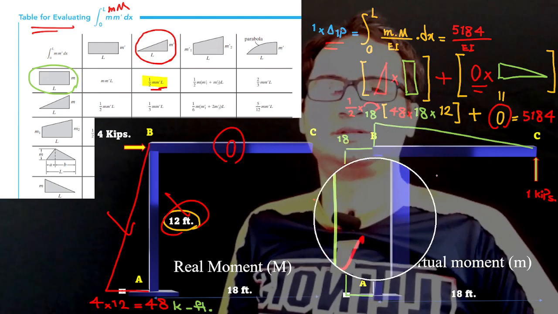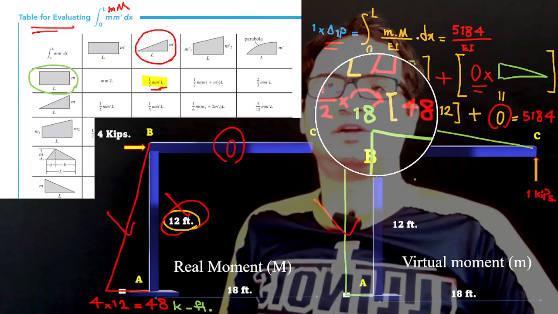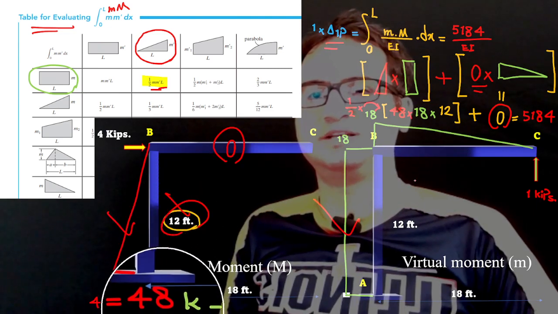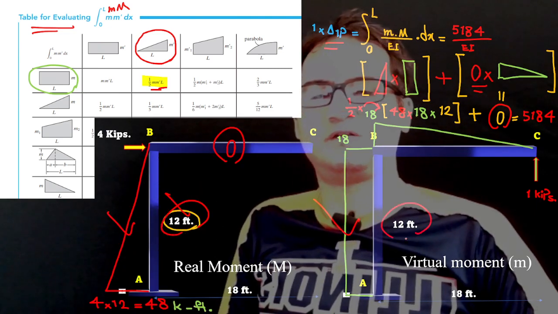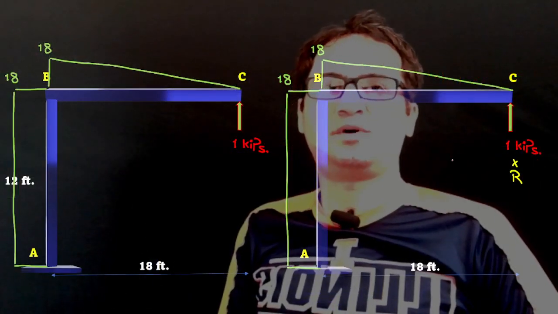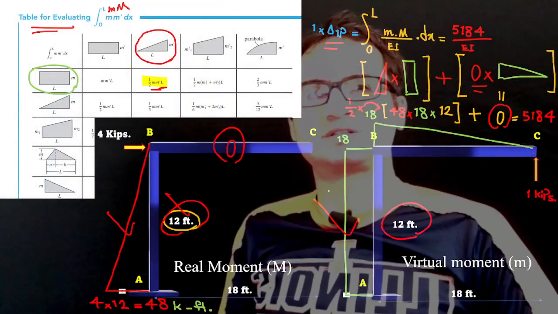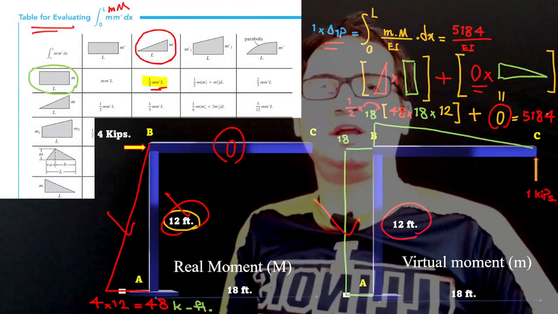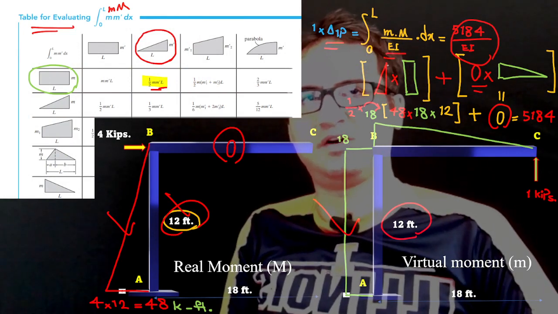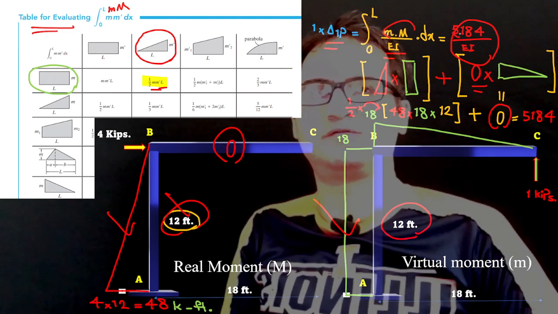The real moment capital M is 48 and small m is 18, so a half of 18 times 48 times the length of the vertical component, 12. As soon as you calculate that, it gives you 5184 over EI. Because we have EI in the denominator, the numeric value is 5184.